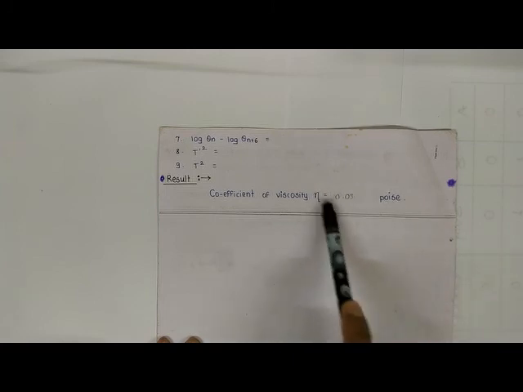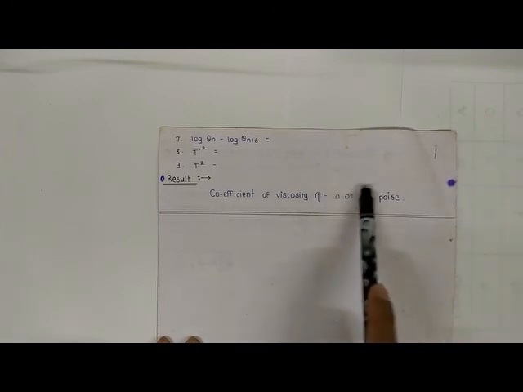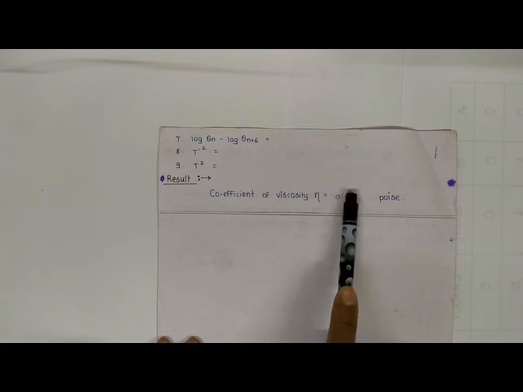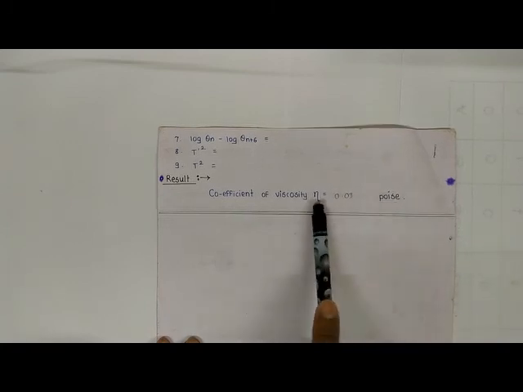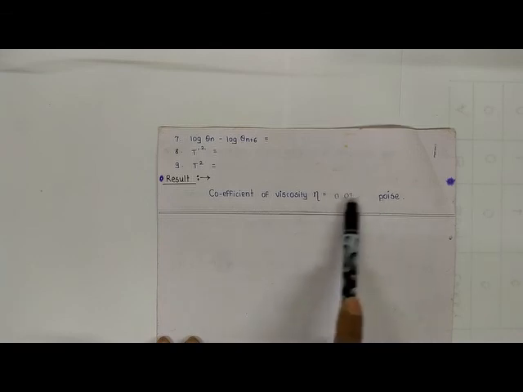So this is just one of the values, but don't take this as the granted value. That value we have to find, right? So after calculation, we will note down the final value of the coefficient of viscosity, and that is measured in poise.